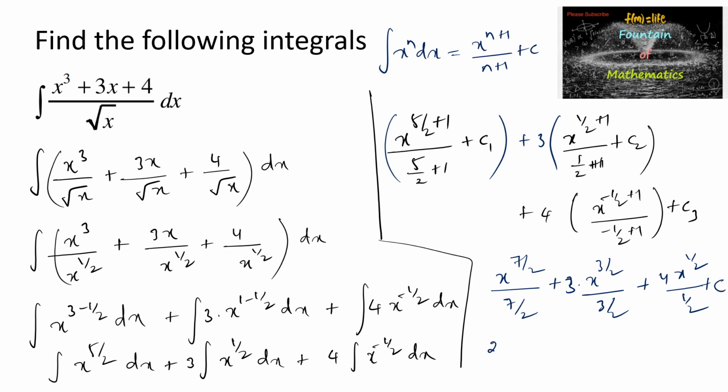So we can also simplify it as 2x^(7/2) divided by 7 plus 2 into 3, that is 6 upon 3, the 3 gets cancelled. So you can write here 2 times x^(3/2), and here it is 8 times x^(1/2) plus some constant. So this is the final answer.